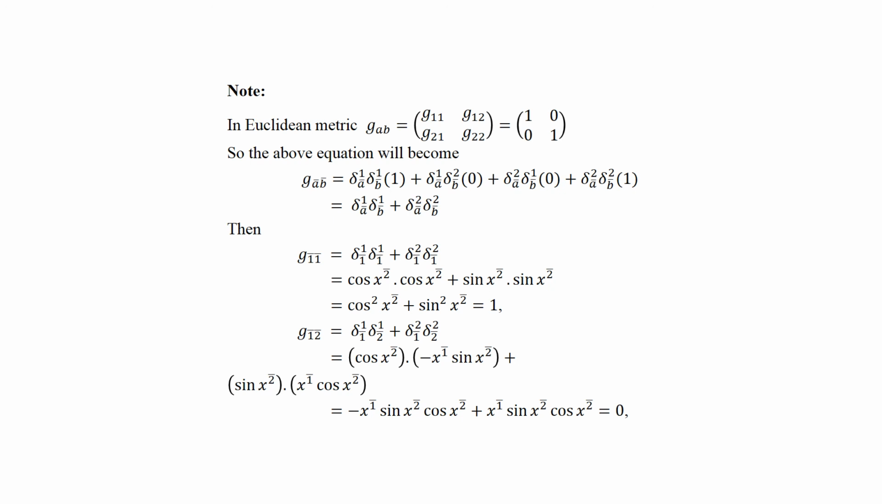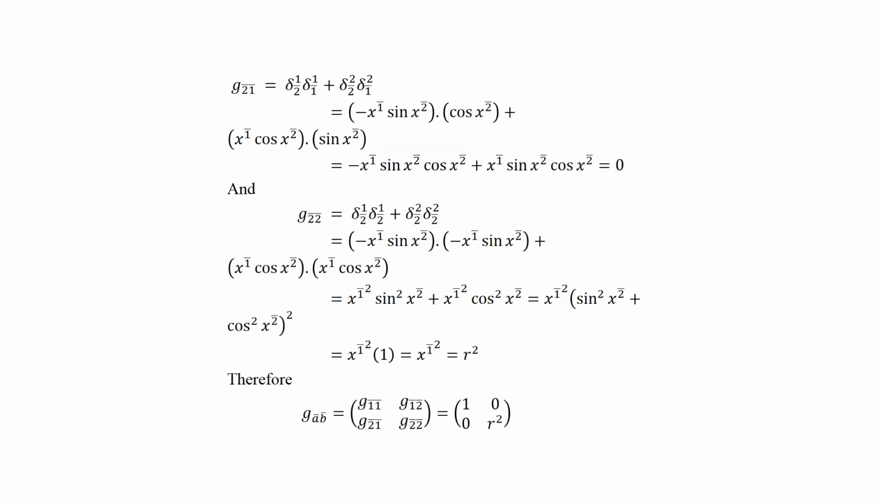Guys, in the previous lecture I told you that the metric tensor is symmetric. So if g1 bar 2 bar is 0, the same result must be there for g2 bar 1 bar. Let's check. g2 bar 1 bar is equal to delta 1 2 bar delta 1 1 bar plus delta 2 2 bar delta 2 1 bar, which is minus x1 bar sin x2 bar times cos x2 bar plus the other term, and multiplying these terms turns into 0.